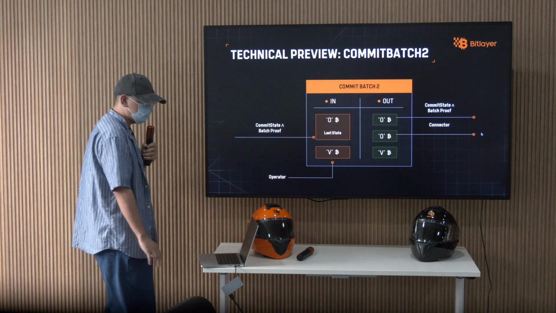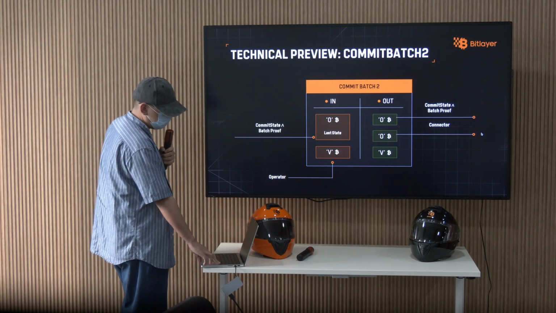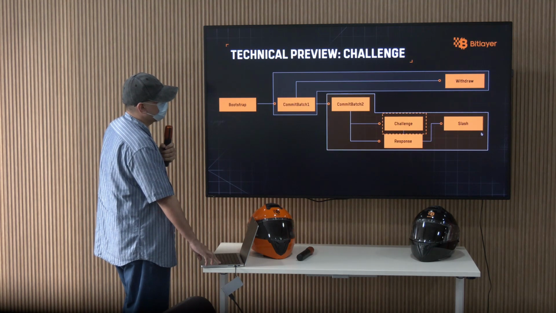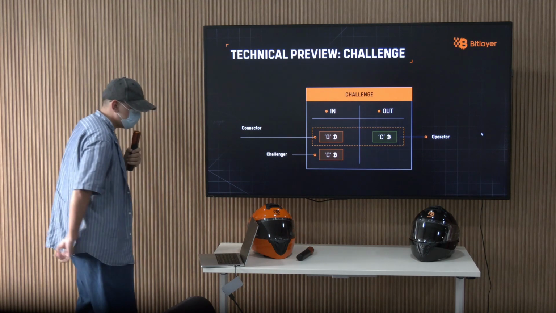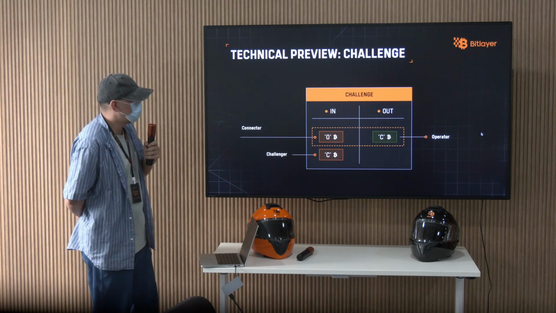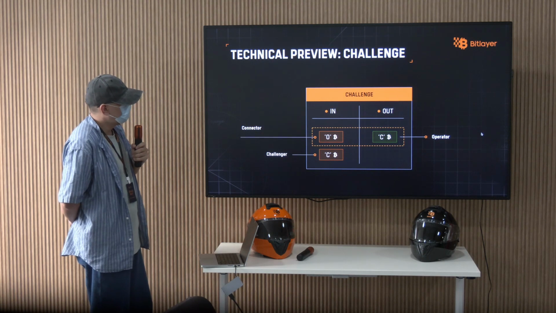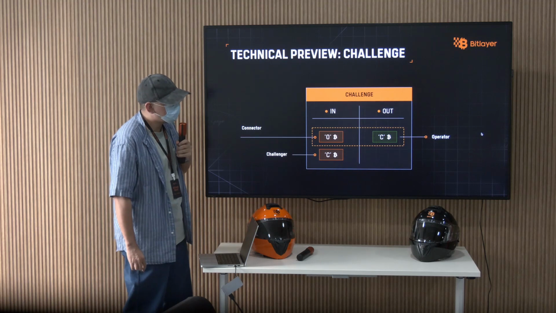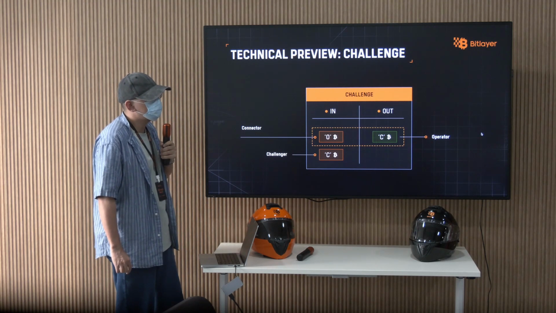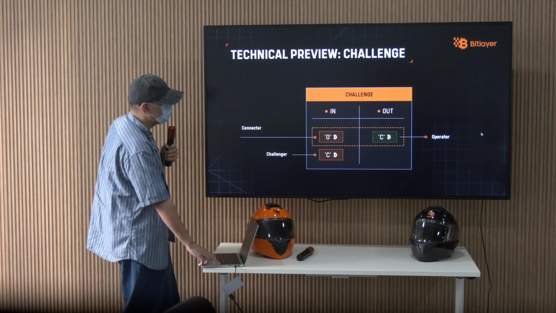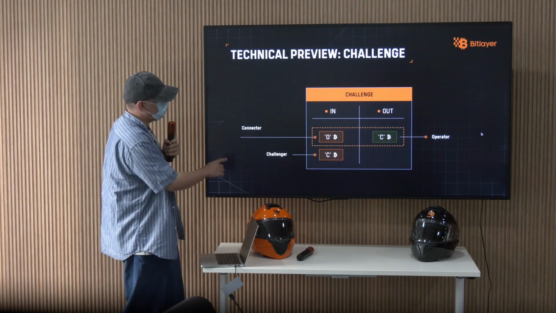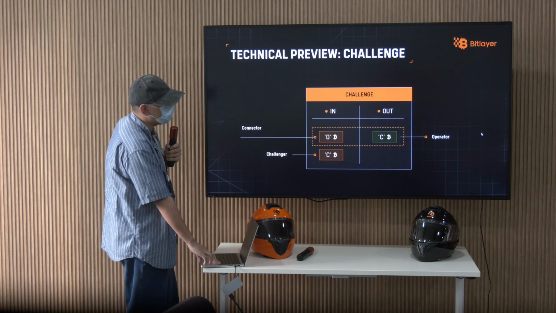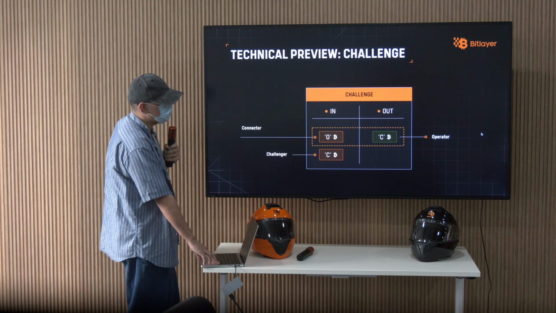Okay, commit batch 2 is just like commit batch 1, but it provides the invalid proof in its witness data. And then the challenge transaction is submitted by the challenger, who needs to provide additional Bitcoin to cover the expenses for the operator when the challenge game happens. Also, since the connector is consumed here, the operator cannot take his money back from the withdrawal transaction in the happy path.